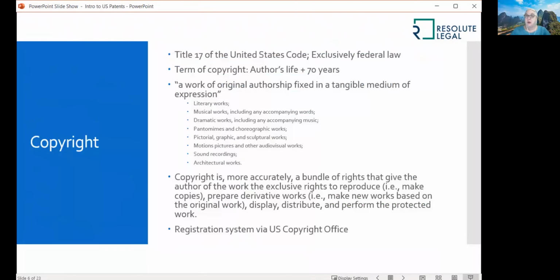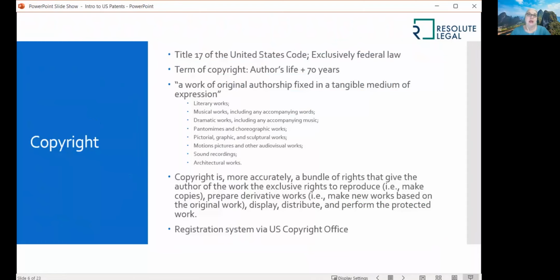The first one that I want to cover is copyright. Copyright protects a work of original authorship fixed to a medium of expression. So this includes writings, novels, plays, music works, dramatic works, television, pantomimes, dance, choreographic work, artwork, sculptures, architecture, motion pictures and audiovisual works, which encompasses video games.